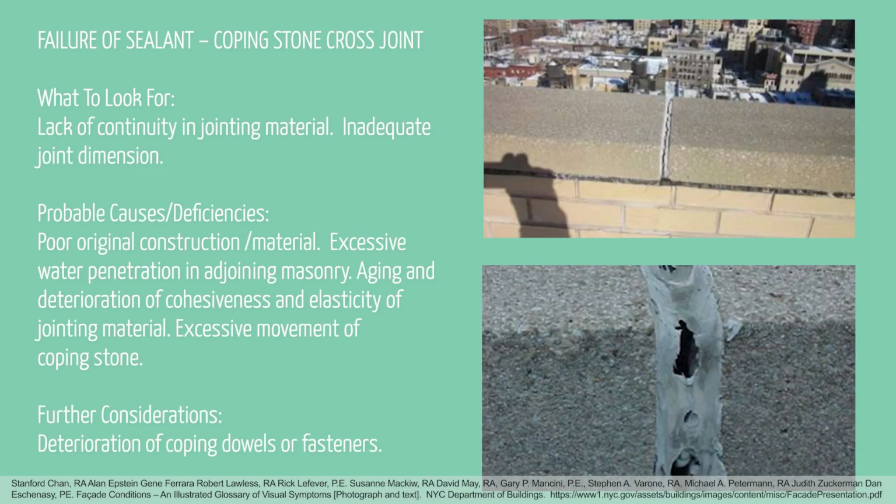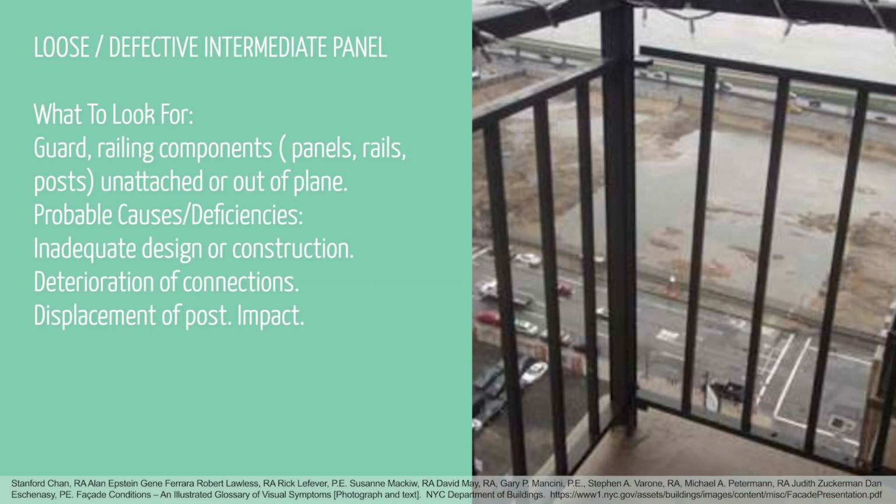In this picture of a parapet, which is like a wall built above the roof line that goes around the perimeter of the building, you can see that the sealant is failing. In this picture, the guard railing components are unattached. This might be due to inadequate design construction where the connection is deteriorating. I don't know if this has to do with the material used or cutting corners during construction, but in any case, considering how high the balcony is, this looks pretty scary.